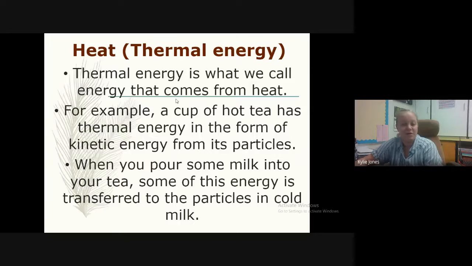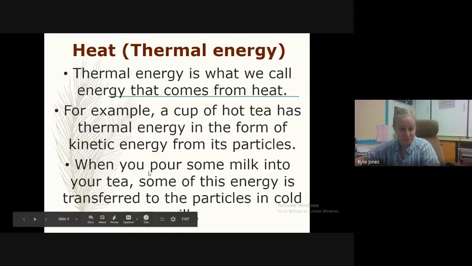Alrighty. Next part. So heat, which is thermal energy. Thermal energy is what we call energy that comes from the heat. So for example, a cup of hot tea has thermal energy in the form of kinetic energy from its particles. The particles are all moving around inside the tea and making it hot. So it's giving off that thermal energy, the heat.